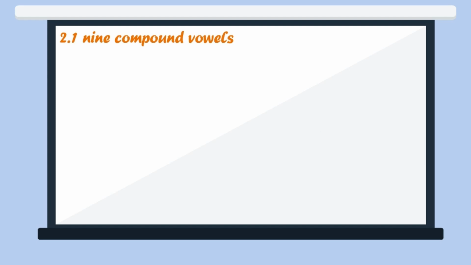Next compound vowel, ou. This is a falling compound. This sound is similar to O in English. Please read after me.